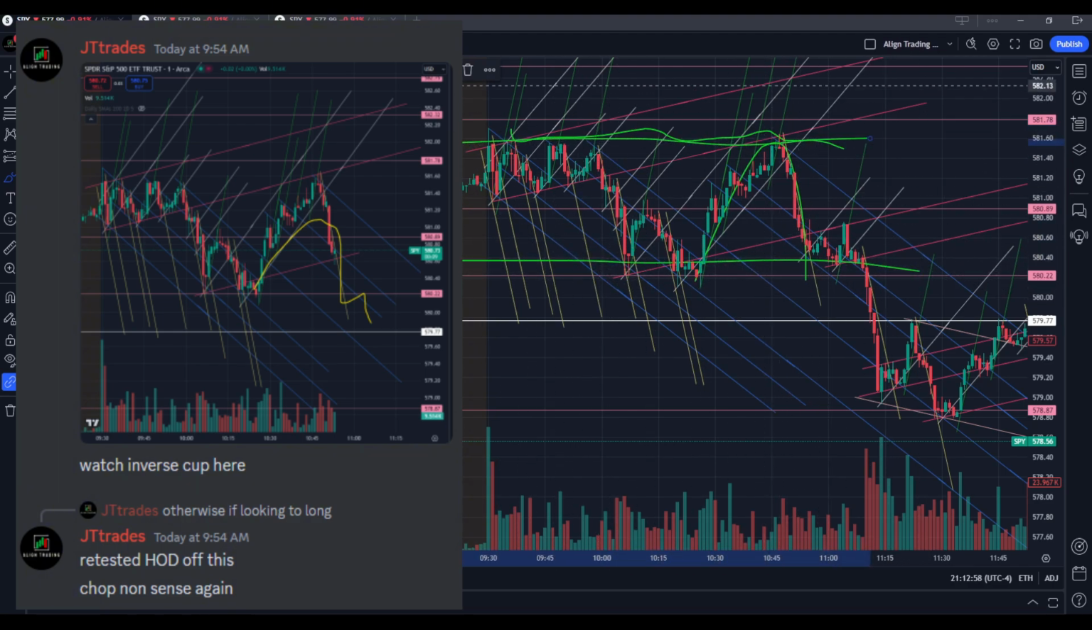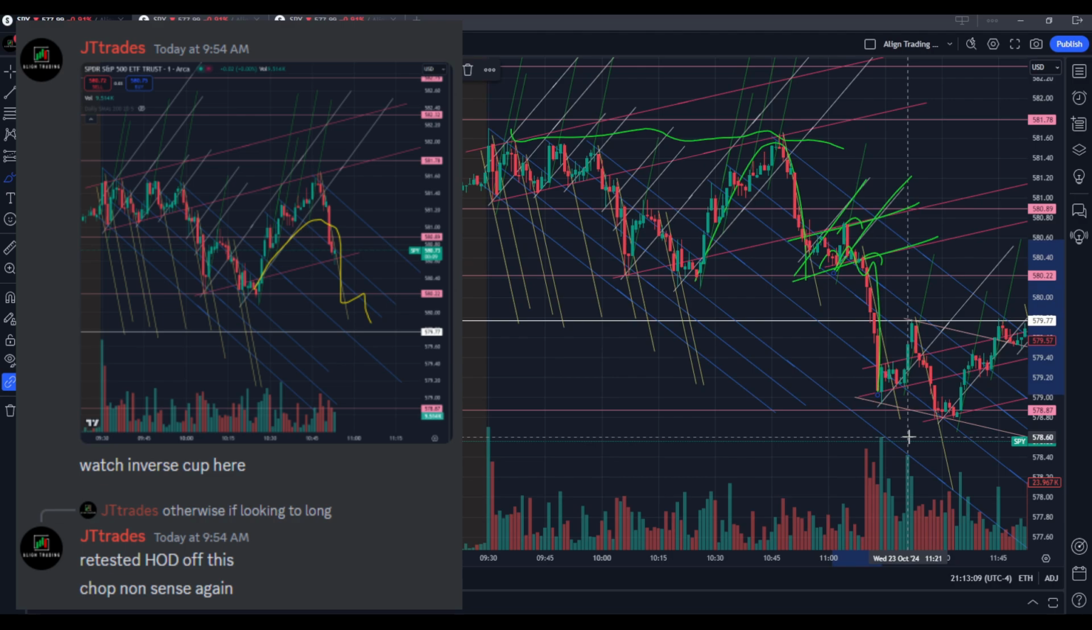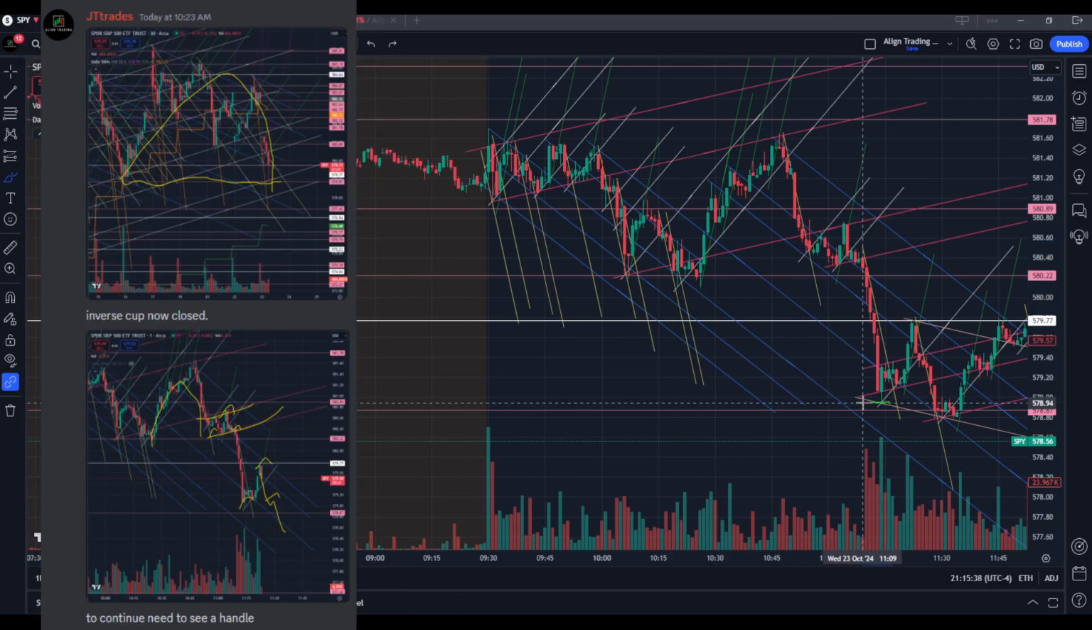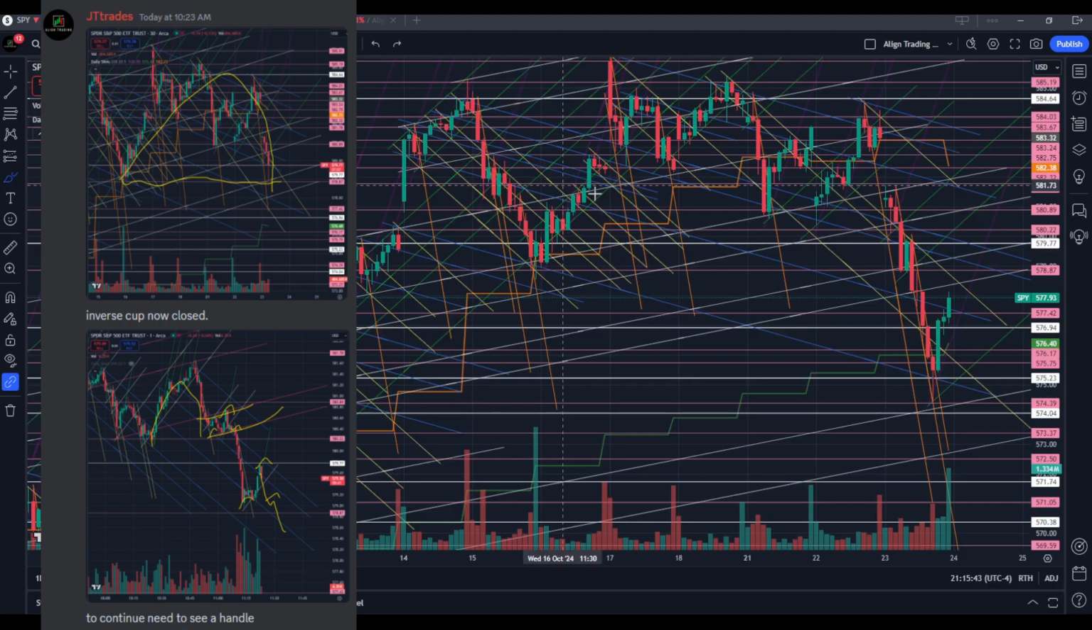So far we are in that range, but with this inverse cup and handle, you see how we are able to form that head and shoulder and beautiful move to the downside. So at this point right here, I explained we have now closed that cup at this 578.80 level that I explained right here. You can see, and we would now need to see a handle to continue.